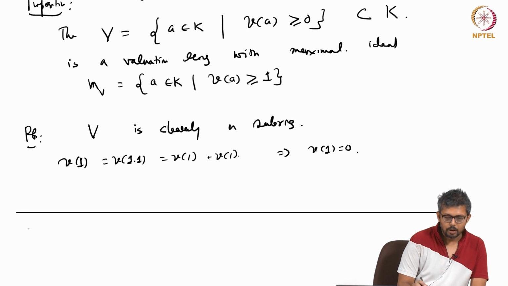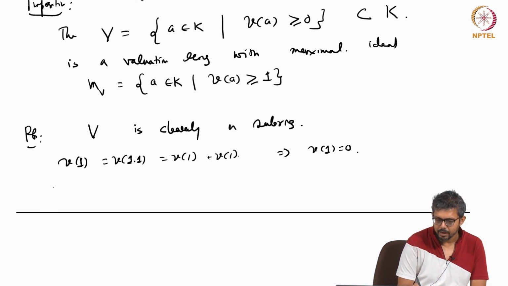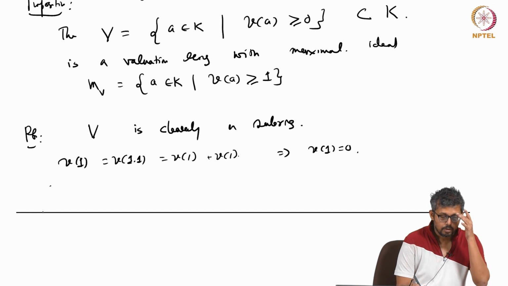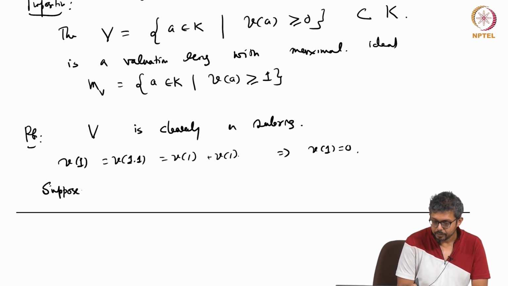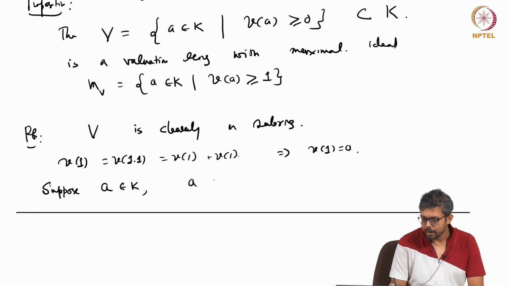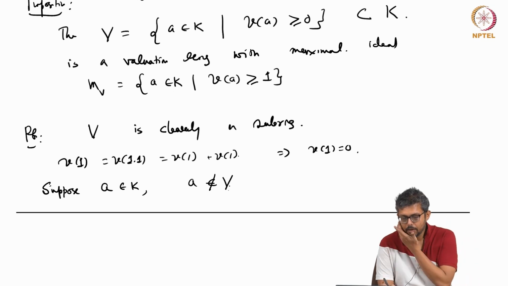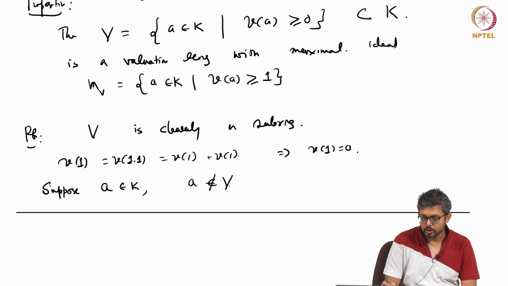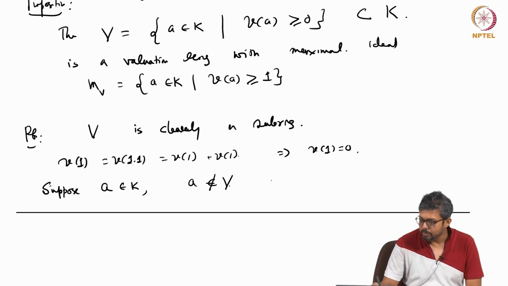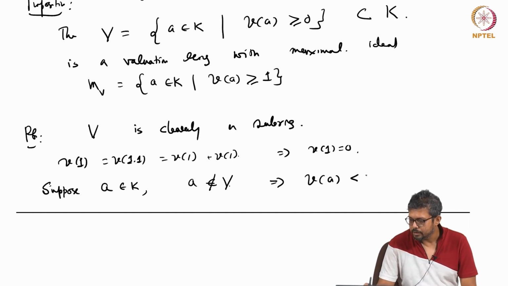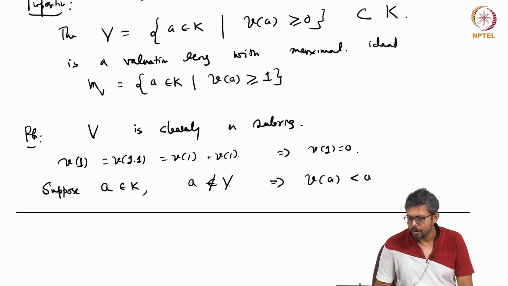So now what you have to show is that if you take an element A in K, either A belongs to V or A inverse belongs to V, right? So suppose you take an element A in K such that A does not belong to V. What I want to show is that A inverse belongs to V. So how to show that? A does not belong to V implies by definition V of A is less than 0, right? Because V is nothing but all those elements A in K with V of A greater than or equal to 0.